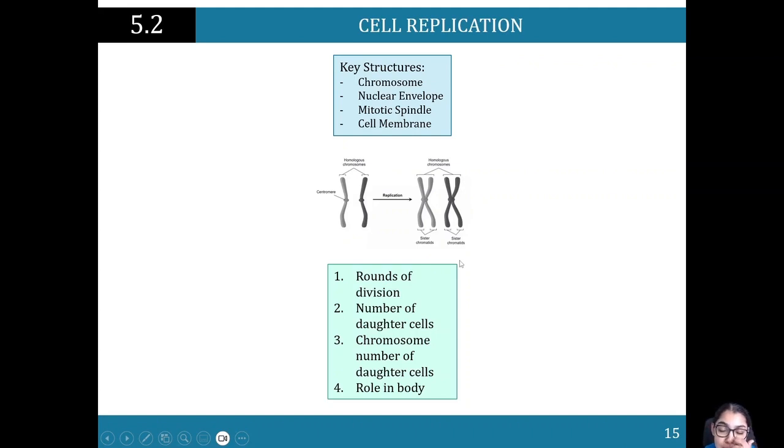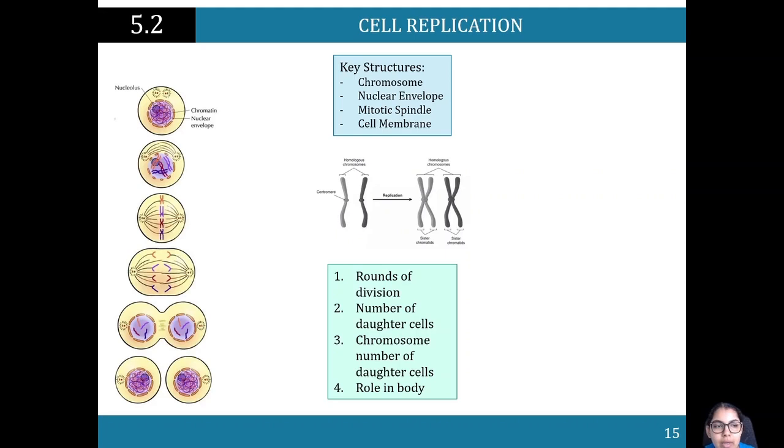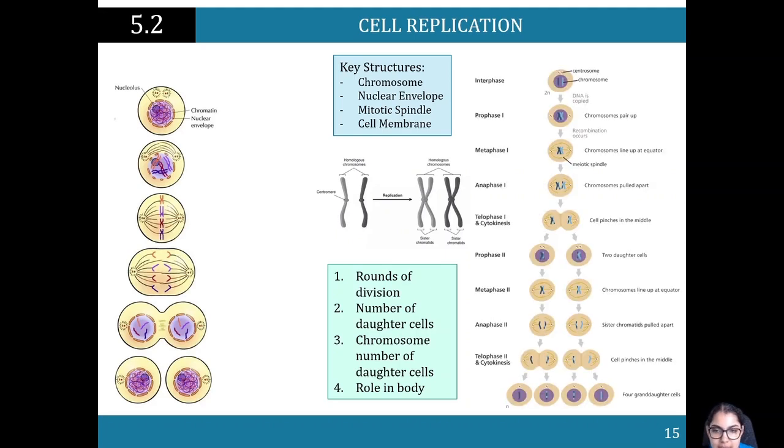So in this process, you want to know how many rounds of division occur. You want to know the number of daughter cells that we end up with. You want to know the chromosome number of the daughter cells, how many chromosomes, and you also want to know the role of this process in the body. So here we are. This is our process. So we have mitosis right there, and we have meiosis.